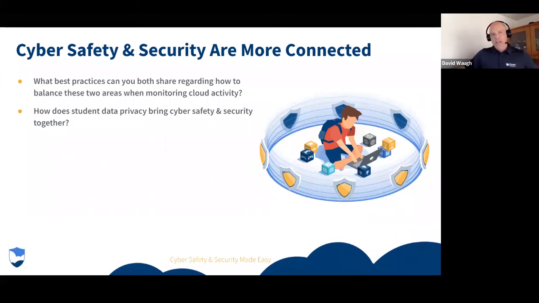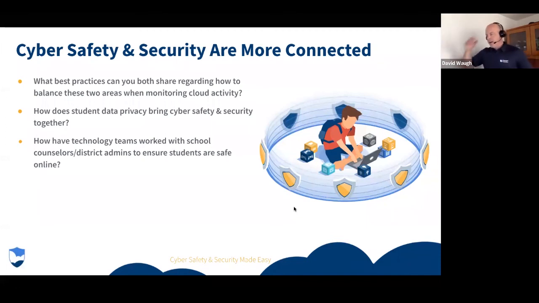Speaking of that collaboration, let me hit our next question here. How have you, as technology professionals, and your teams collaborated and worked with your counselors and district administration to ensure students are safe in these cloud environments? And particularly, how have you used Managed Methods to collaborate in that aspect? I'll start with you, Diana.